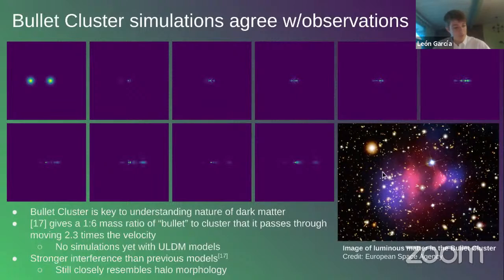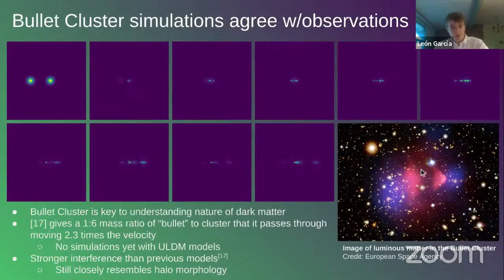And so I used previous inputs to simulate this particular cluster of colliding galaxies, and was able to get a very favorable result just using those inputs. And it agreed with the observations of these halos in this actual galaxy cluster.